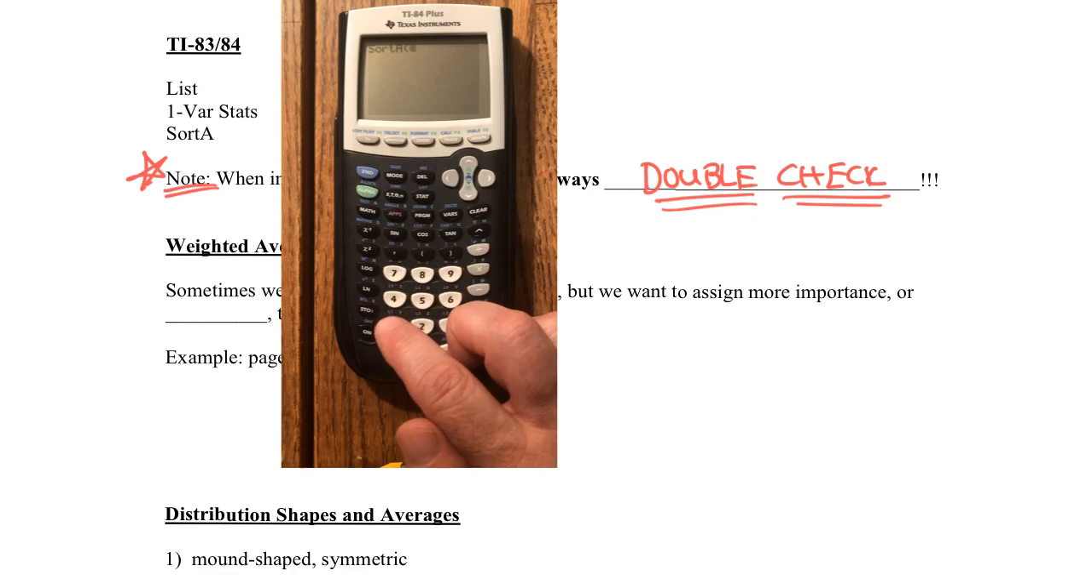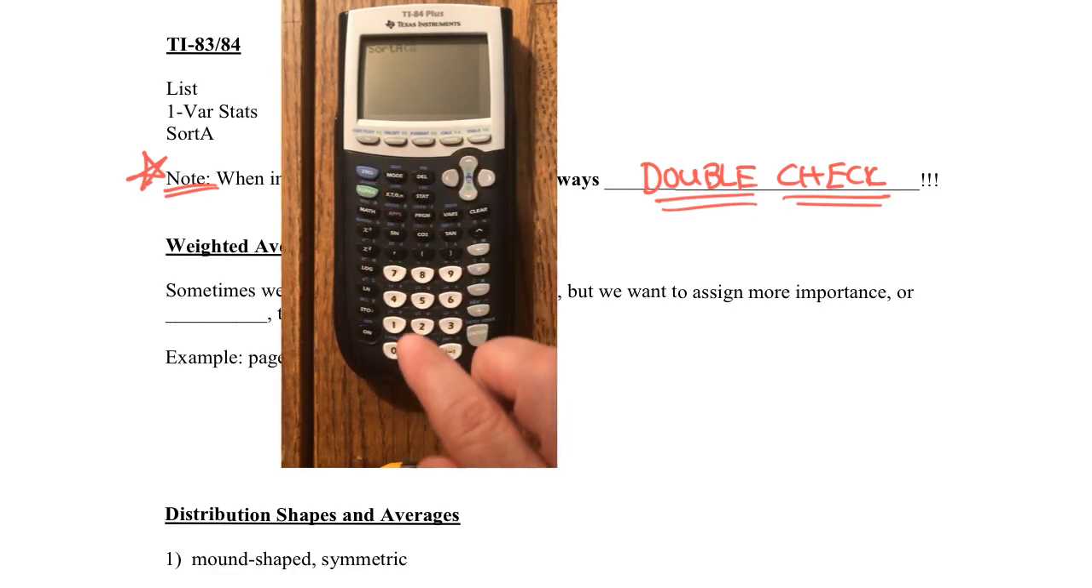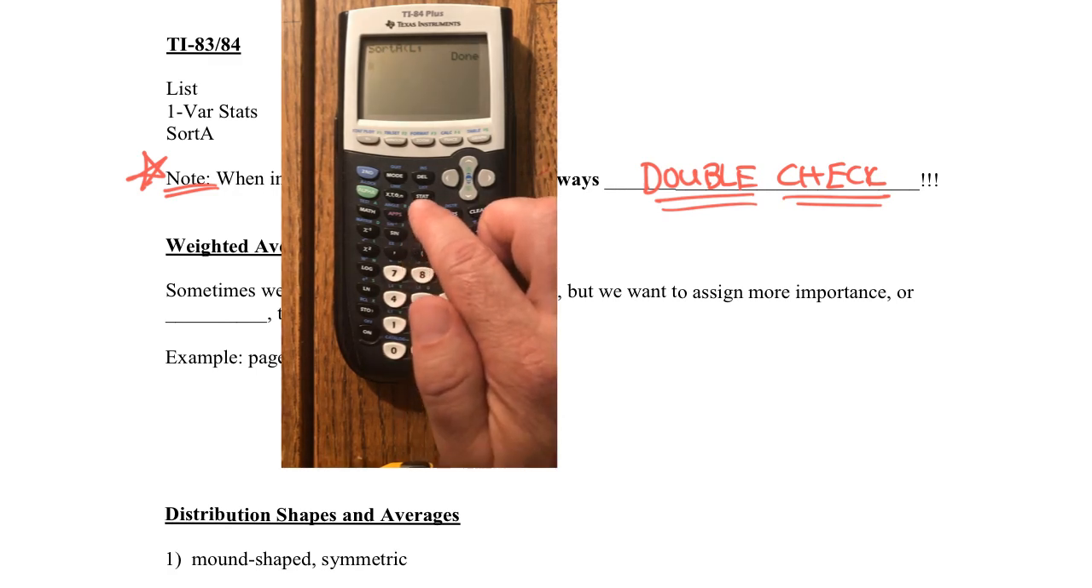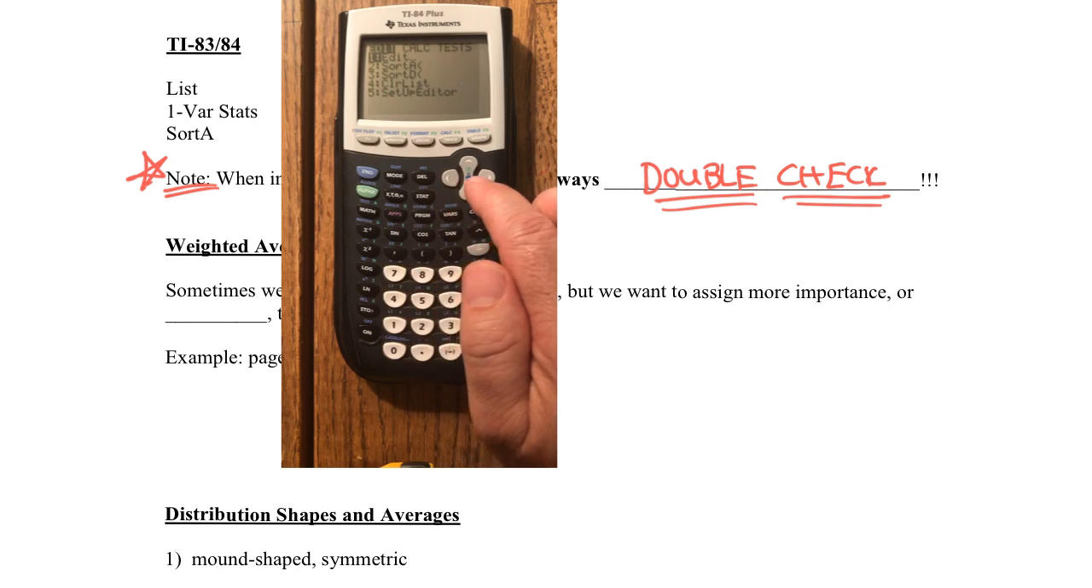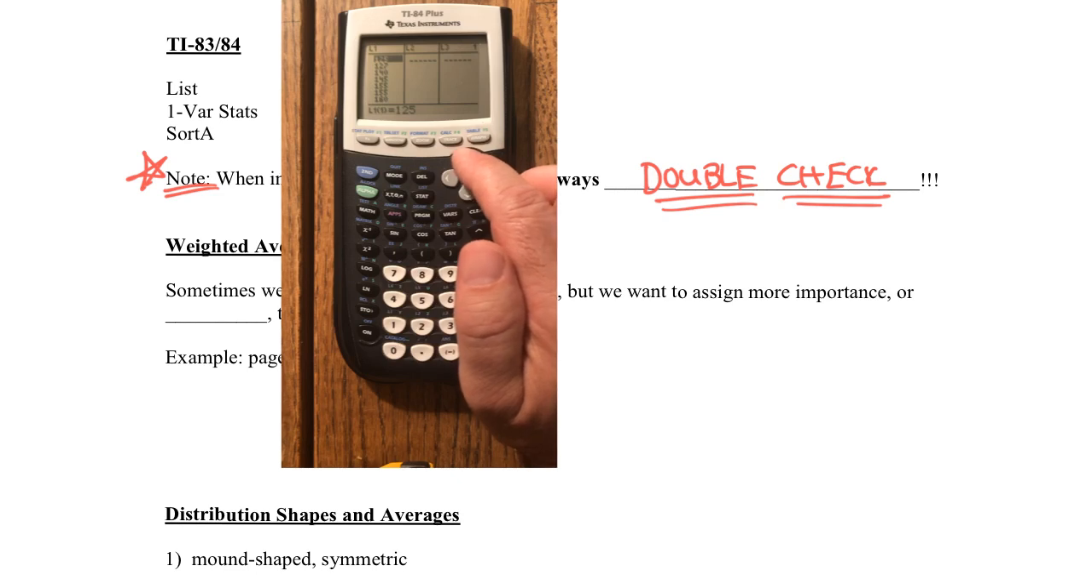That's what we want. We want to sort them in ascending order, so from small to large. We have to tell the calculator which list. So we want to tell list 1. So see above the number 1 it says L1. So to get to that we need the second key. That's this blue key here, second L1, and then hit enter. And it just says done. It doesn't look like it did anything, but it did, because if you go back to stat and go to edit, now they're all in order.